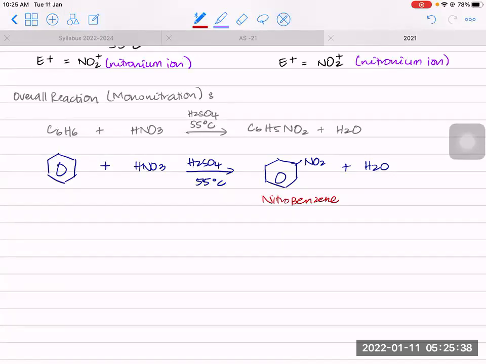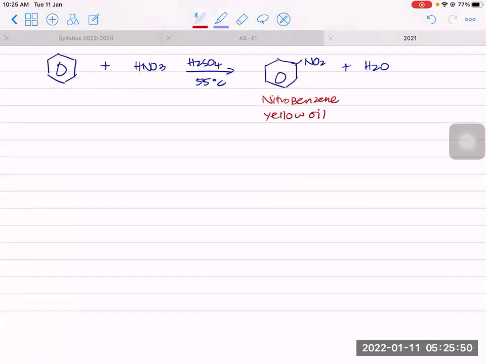This nitrobenzene is a yellow oil. So it's yellow in color. So your observation will be that a yellow oil is formed. Now let's see the mechanism.